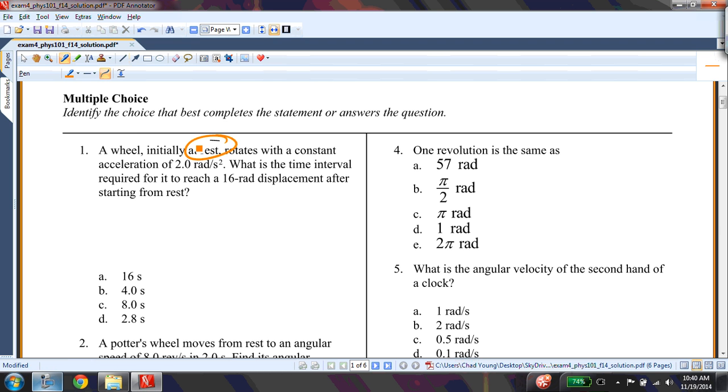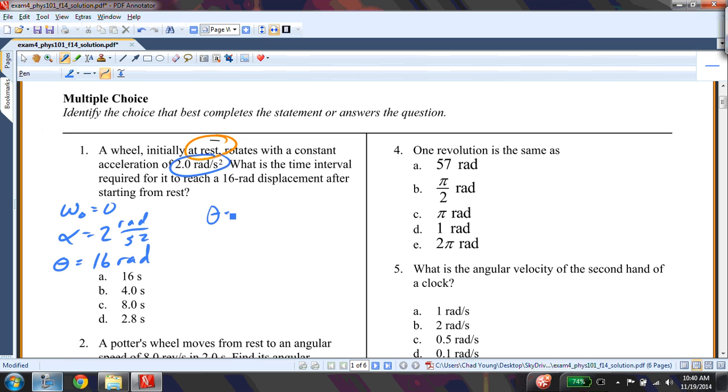A wheel initially at rest rotates with constant angular acceleration of 2 radians per second squared. So omega naught is equal to 0, alpha is equal to 2 radians per second squared. And it goes through 16 radians of displacement. How long does it take to do that?